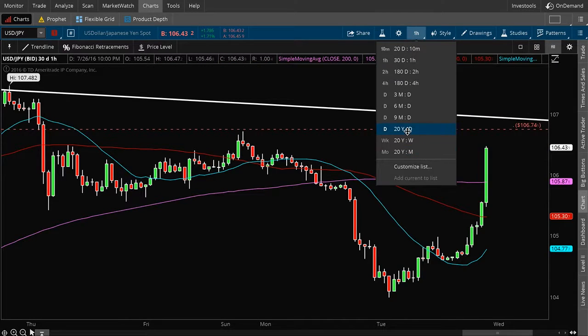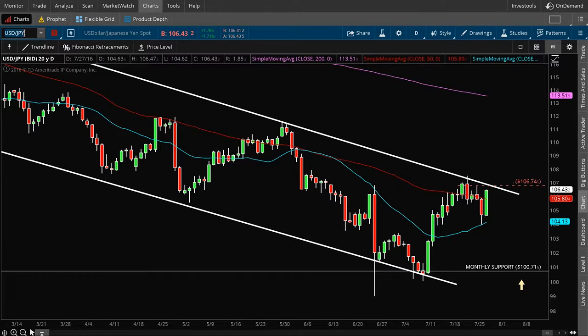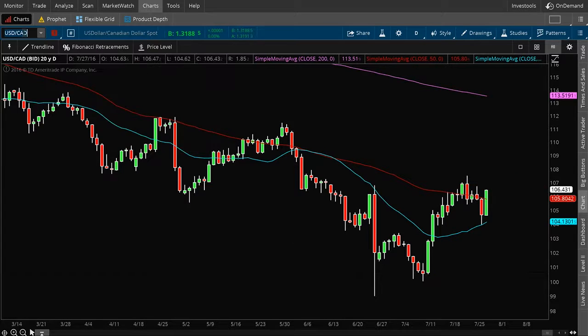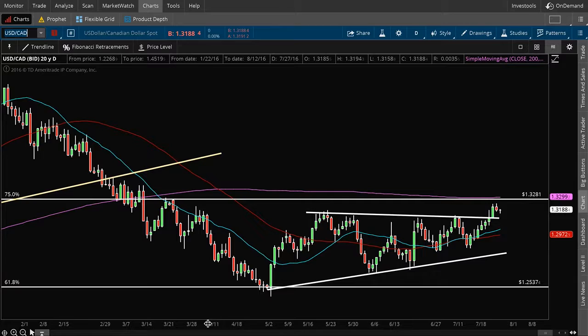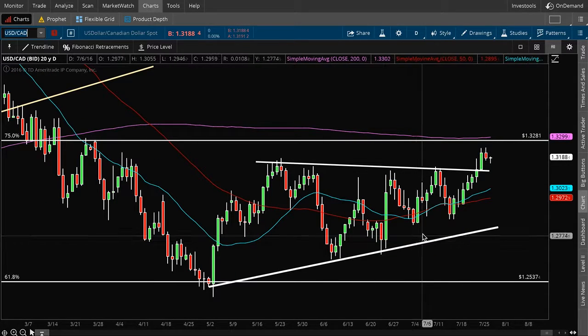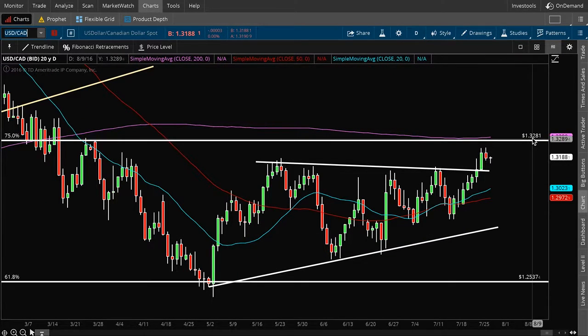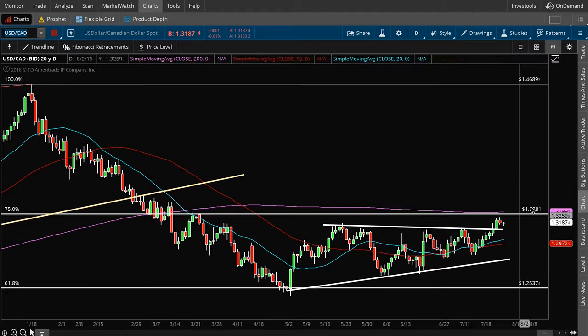I do want to talk about one more pair, a new one, and that is dollar CAD, USD CAD. I really like this trade here. A potential short at around 132.81 or 133 maybe, even number 132.99 here at the 200-day moving average. And I'll explain to you guys where I'm getting my levels here.